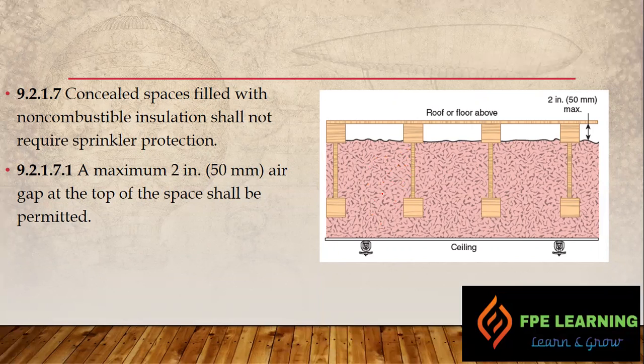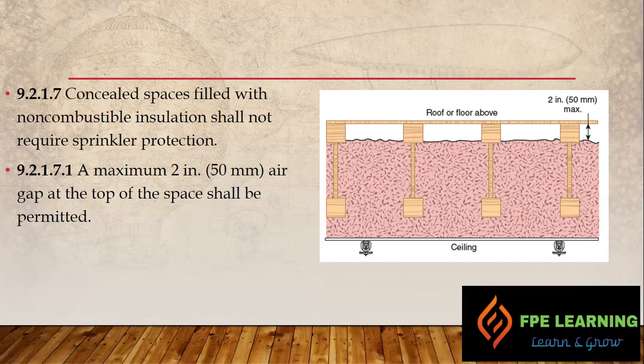One very common concern is that sometimes it is easier to put insulation inside the concealed space rather than installing a sprinkler system in those areas. It is a cost-effective solution, right? So if you can go with non-combustible insulation, we can easily avoid the installation of a sprinkler system in those spaces as per 9.2.1.7.